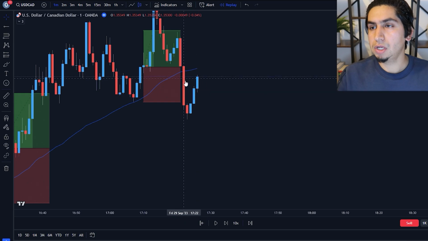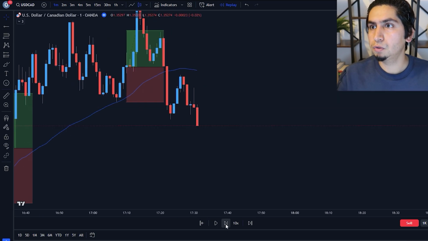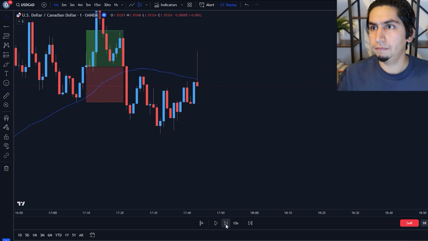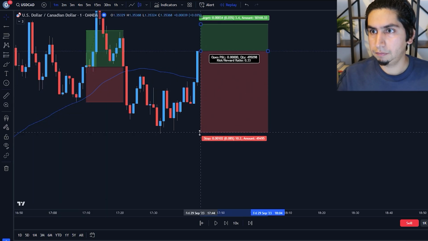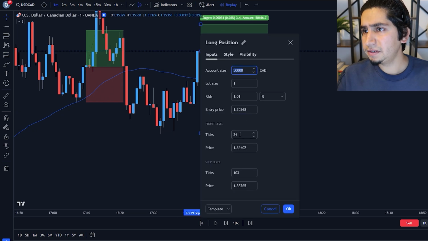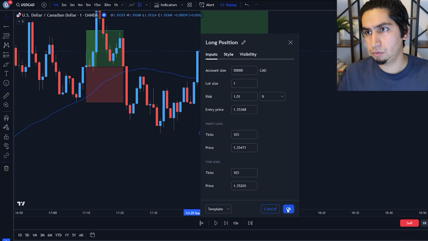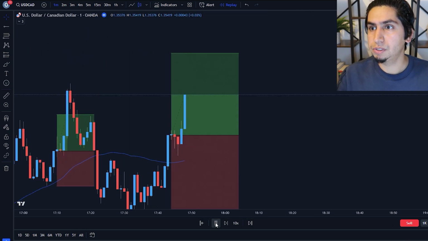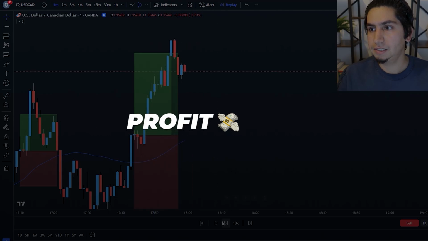Here, price closed under the structure, so we are going to wait for price to close back above the moving average, which it did here. So you would buy here, stop loss underneath this structure that you entered from. In this case, the stop loss is 10.3 pips, so you're going to put 10.3 pips as well as your take profit, and you let price do its thing. Okay, again, a nice beautiful winner.